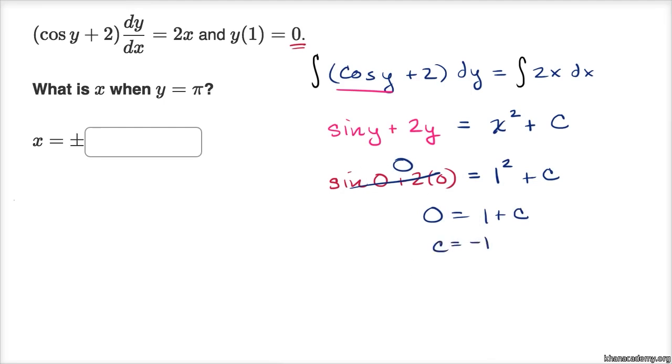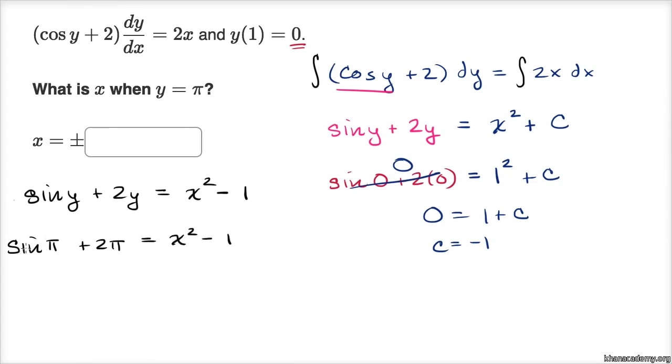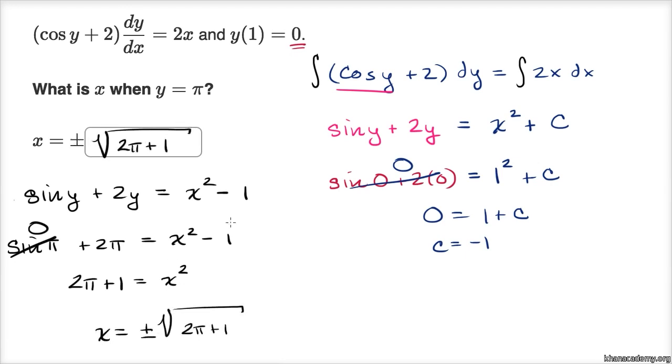So now we can write down the particular solution to this differential equation that meets these conditions. Sine of y plus 2y is equal to x squared, and our constant is negative 1, so minus 1. And now what is x when y is equal to pi? So sine of pi plus 2 times pi is equal to x squared minus 1. Sine of pi is equal to 0. And so we can add 1 to both sides, and we get 2 pi plus 1 is equal to x squared, or we could say that x is equal to plus or minus the square root of 2 pi plus 1. I would write the plus or minus square root of 2 pi plus 1, and we're done.